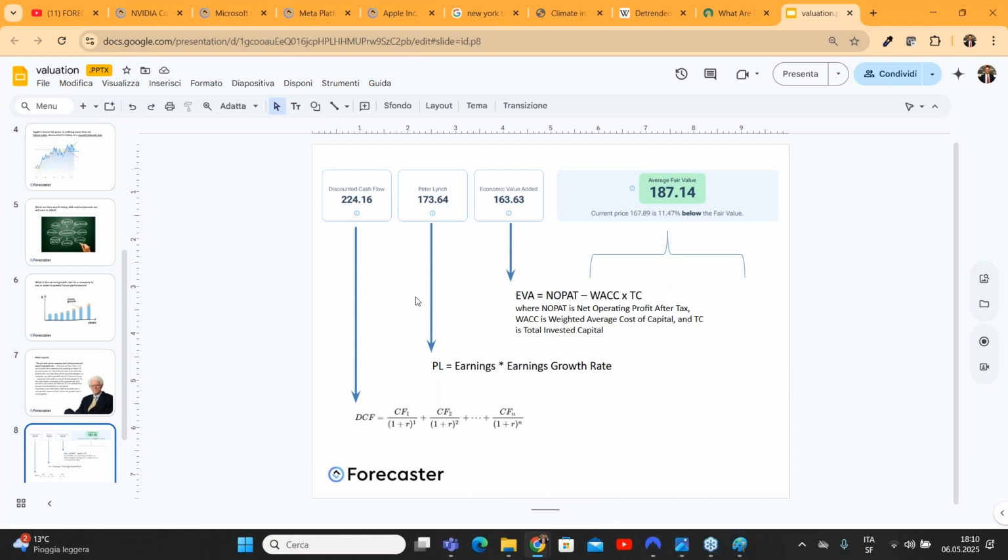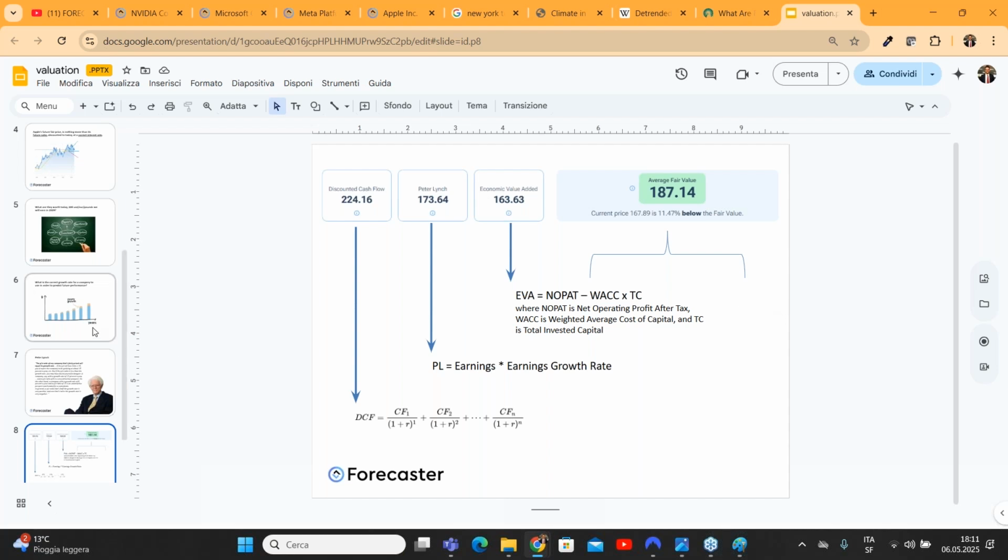Why do we use 3 different calculations and not only one? Because of course these different methods target different parts of the income statement and the balance sheet, and we can have a more resilient result if we use different approaches and different methods that target different parts of the income statement and the balance sheet.